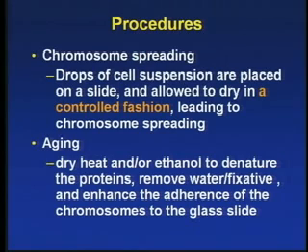The last step is, once these chromosomes are spread on the slide, you want to age them. Basically, you use dry heat or ethanol to denature the proteins, remove the water and fixative, and enhance the adherence of the chromosomes to the glass slide. Here it's very important: if you don't denature and remove some of these things, your chromosome spreading is not going to be clean. You'll see the chromosomes, but also a lot of background from proteins and other cell debris, so that you're not able to tell whether the chromosomes are intact or not. So this is a very critical stage. You want to get a clean preparation.